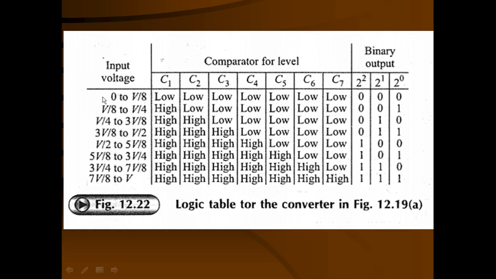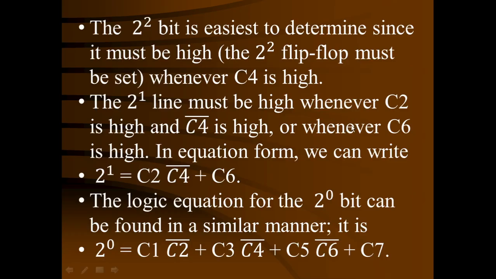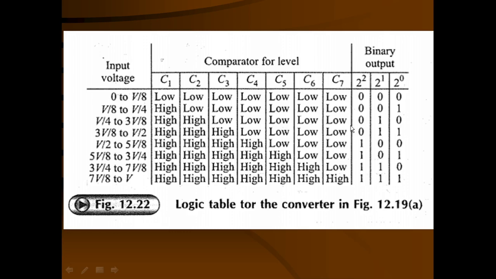Similarly, if the input analog voltage is in the range from V/4 to 3V/8, then both comparators C1 and C2 are turned on, and their outputs are high. The remaining comparators are off, and the corresponding digital signal is 010. And this happens up to the last range.